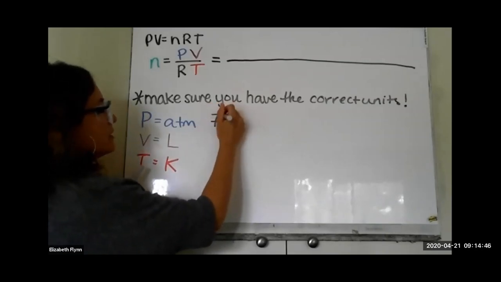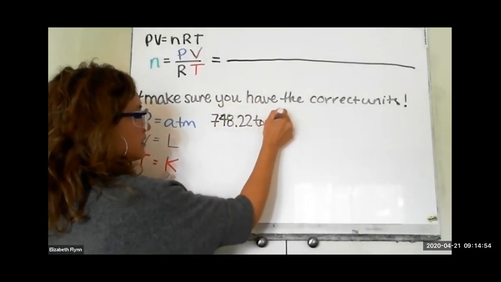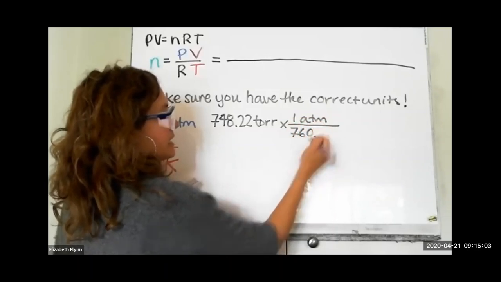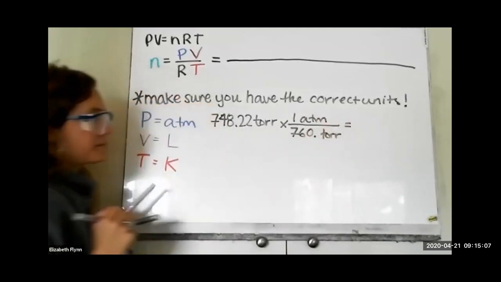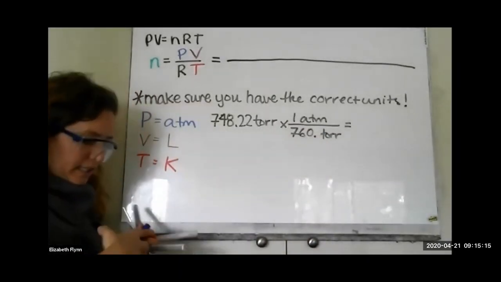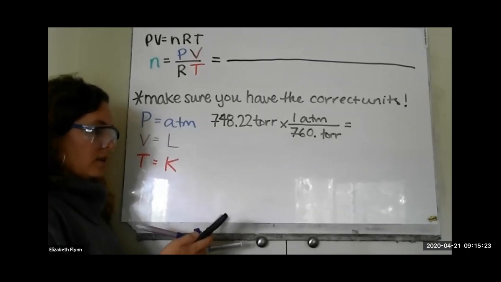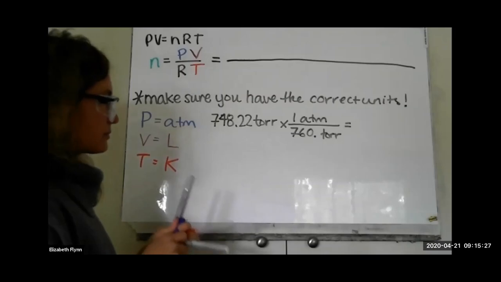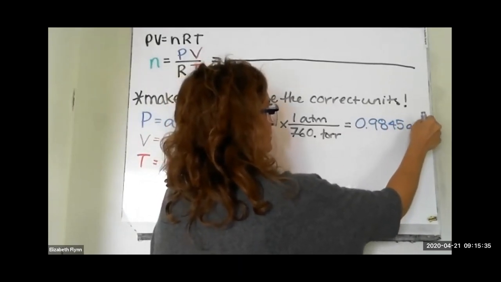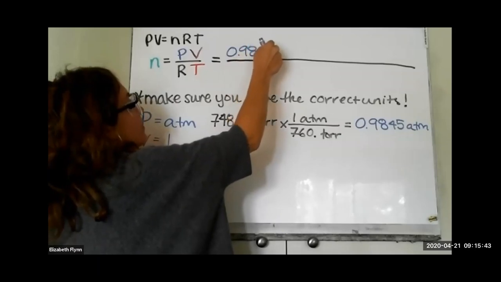So 748.22 torr can be converted to atmospheres because one atmosphere is equal to 760 torr, and that's three sig figs there. So 748.22 divided by 760 gives 0.9845 atmospheres. That's what we're going to plug in up here: 0.9845 atmospheres.